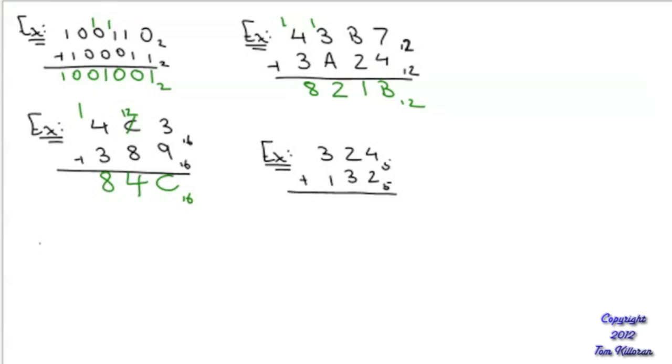4 plus 2 is 6. 5 goes into 6 once with a remainder of 1. 1 plus 2 plus 3 is 6. So you get the 1 again, 5 goes into 6 once with a remainder of 1. 1 plus 3 plus 1 is 5. But 5 goes into 5 once with a remainder of 0. 1, 0, 1, 1.